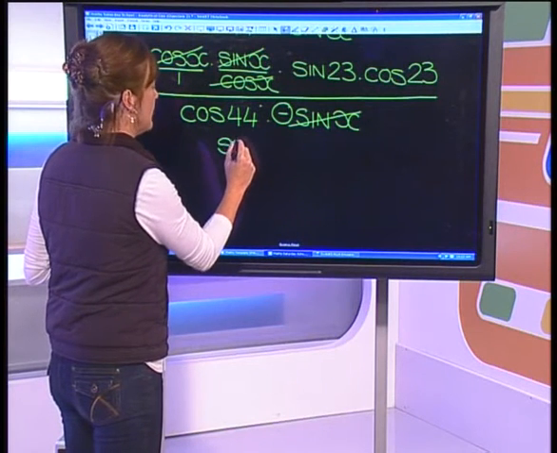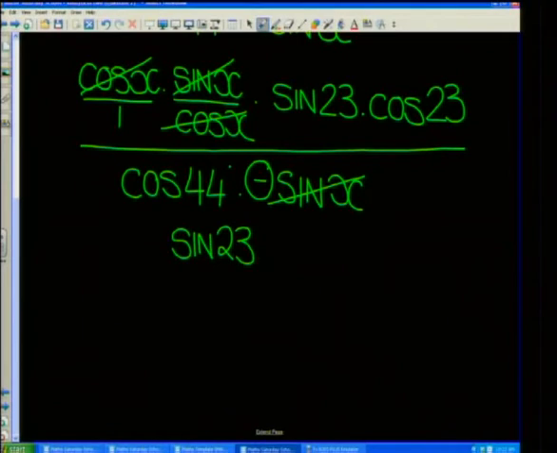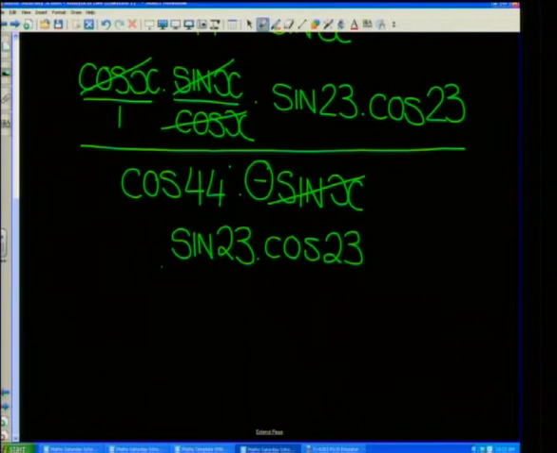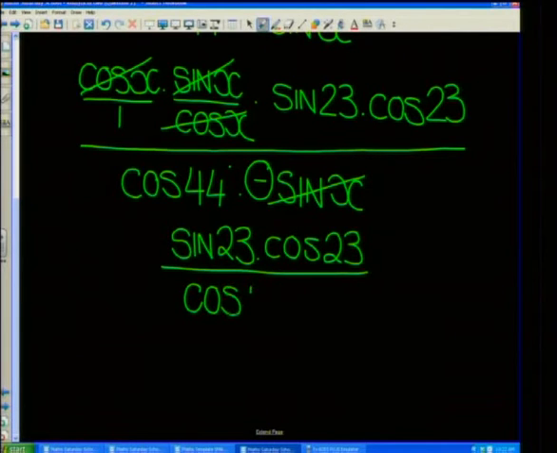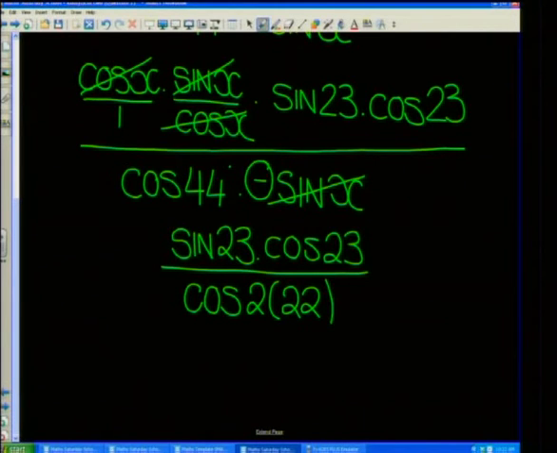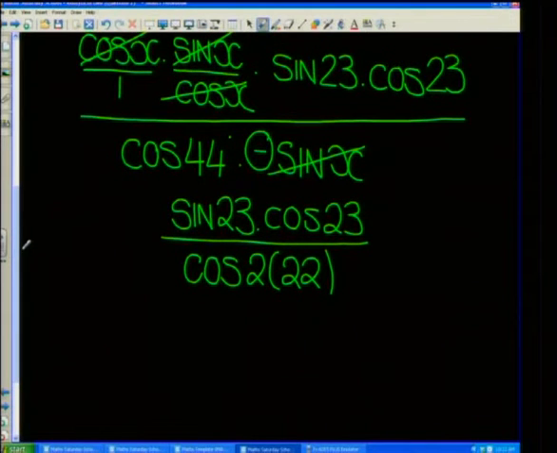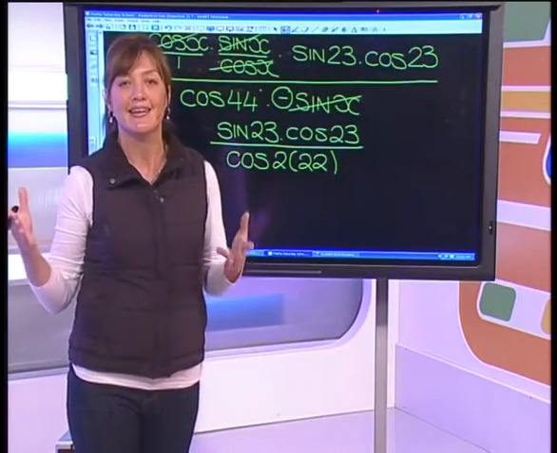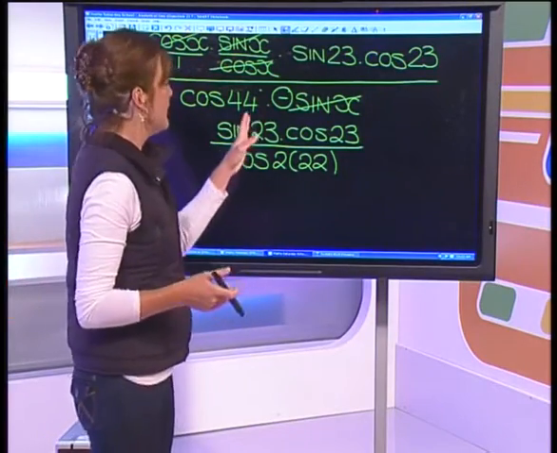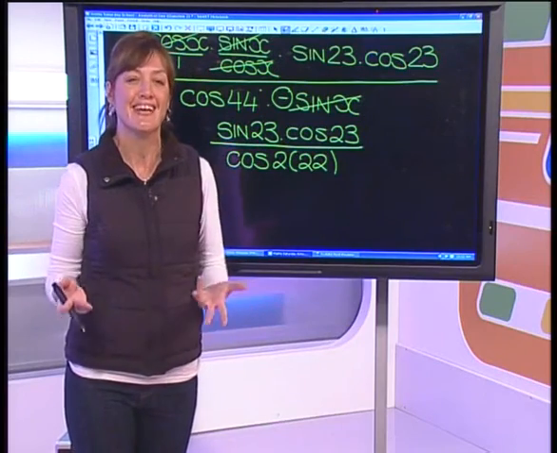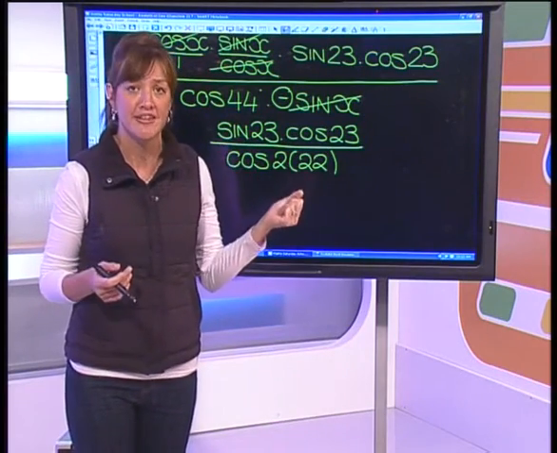Okay, so let's now take stock of what we've got. I've got sine 23 cos 23, and I've got cos 44, which I'm going to do something with. I'm going to change cos 44 into 2 cos 22. Let's see if that helps us. If I do this, I hope what you're seeing is that it's looking like the sine double angle. I've got sine 23 cos 23. What I'm missing, unfortunately, is a 2 in front of it.